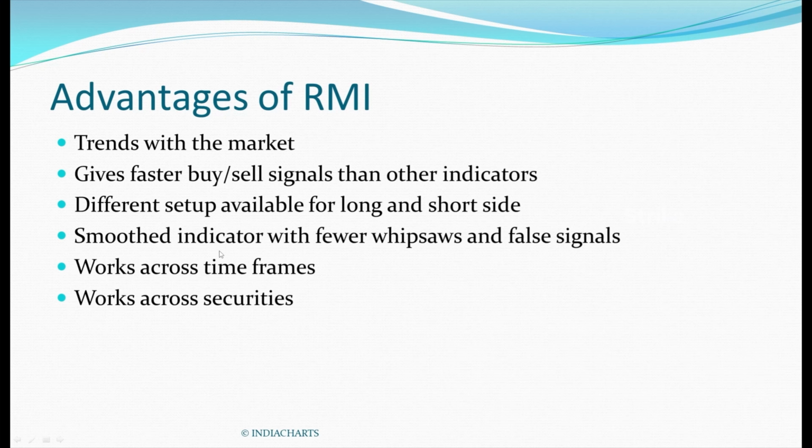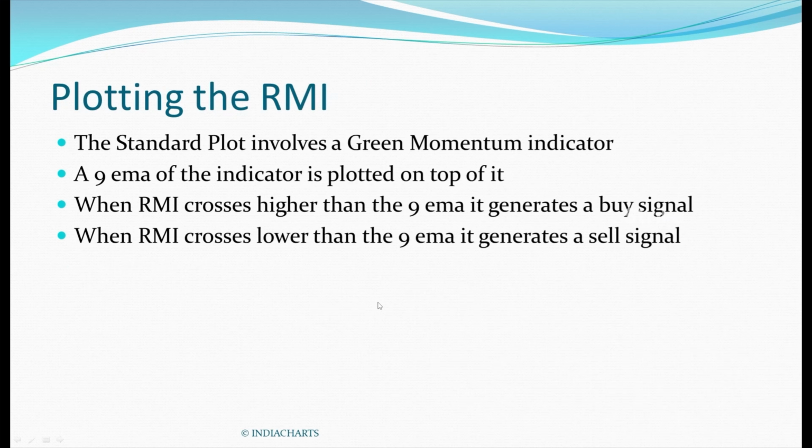The smoothed indicator has few whipsaws and false signals, that's what you will find, and it works across time frames and across securities. I apply it to anything, not just equity, commodity, currency, and so on. The RMI plots like any other momentum indicator on the screen, so that's what we've done. We've plotted it in the charting tool itself, and it comes along with a 9 EMA. The crossovers with the 9 EMA generate buy and sell signals.